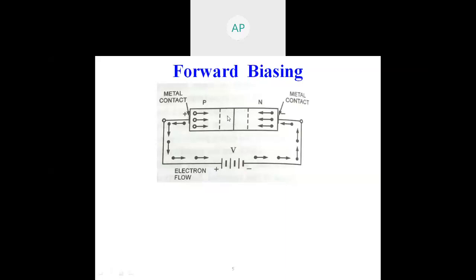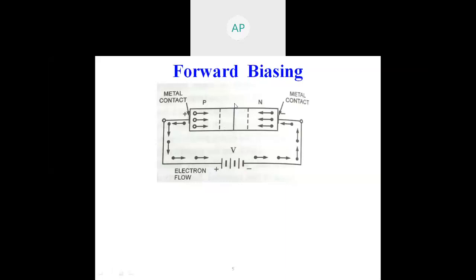As the depletion width is reduced, there will be less resistance, and less potential will be developed across the PN junction. PN junction will be there.